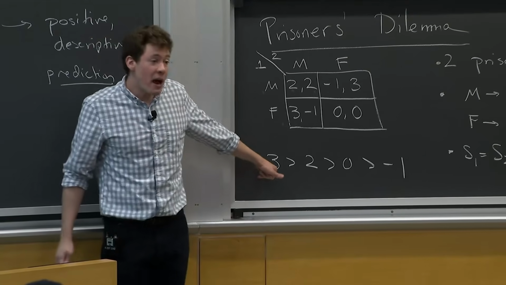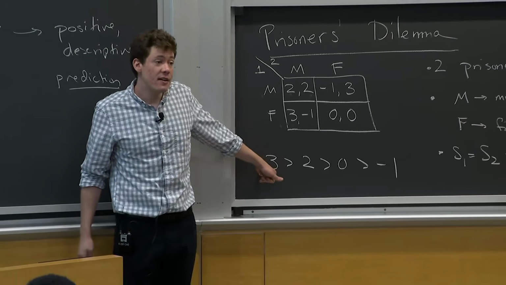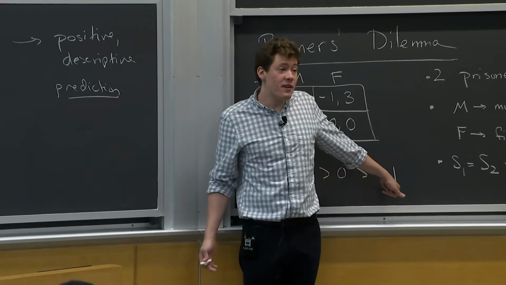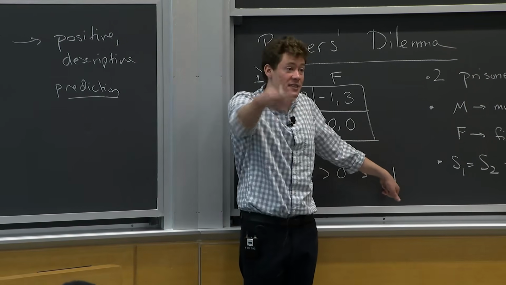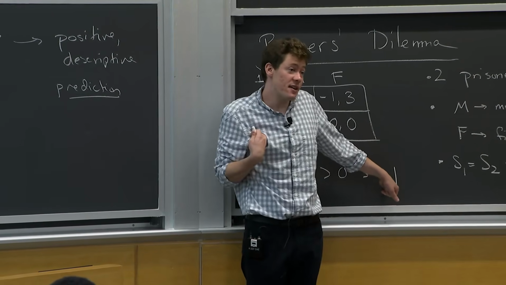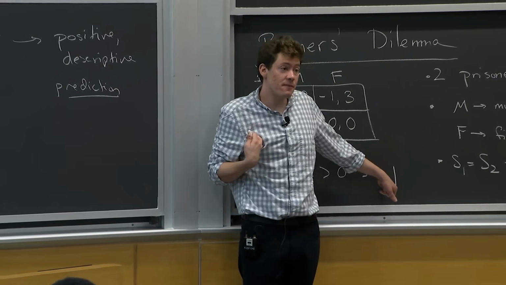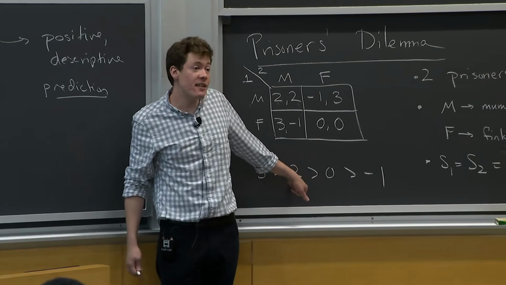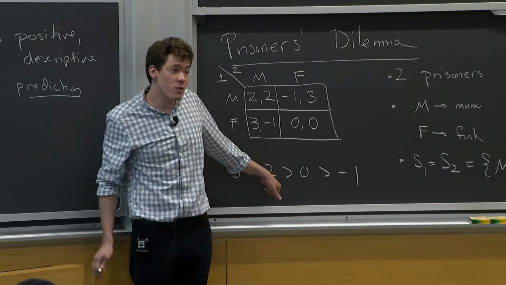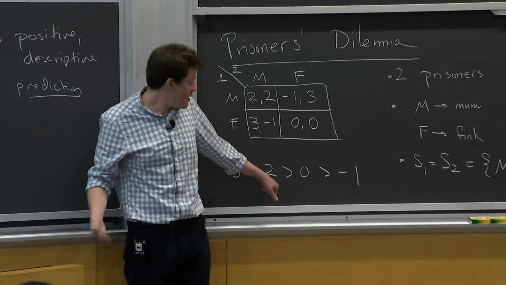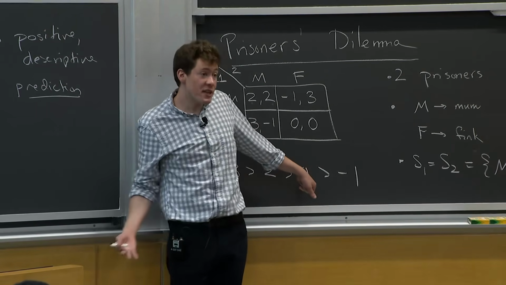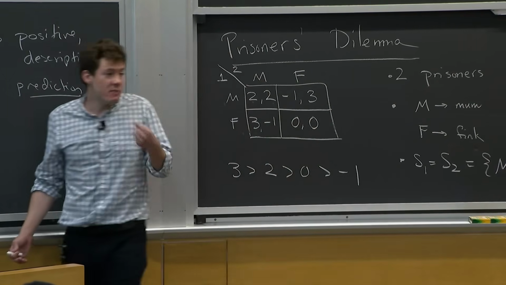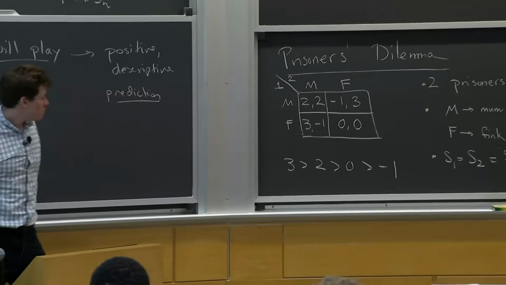So the highest payoff I get is if I testify and the other guy doesn't. The worst payoff is if the other prisoner testifies and I don't, because then I get convicted and I don't get any sentence reduction. In between, we have the payoff where we both stay silent, because we only get charged with a pretty small crime. And then the 0 here is where we both testify, we both get charged with a serious crime, but we get a little sentence reduction because we each cooperate with the authorities.